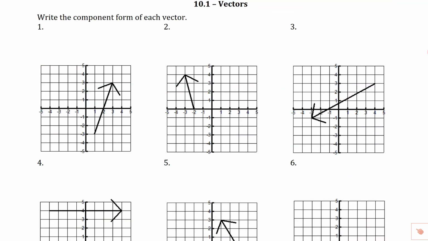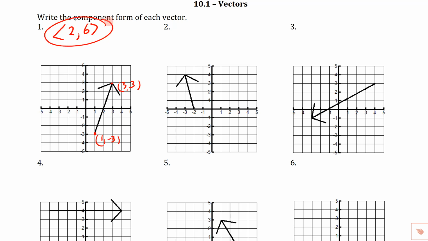Okay, I've got the assignment up here, and it says write the component form of each vector. Now, there are a couple different ways that we can do this. I'm going to go ahead and do the tip minus tail method to start off with. So here is the tail right here. It's at 1, -3, and the tip is at 3, 3. So if I do tip minus tail, I'm going to end up with 3 minus 1, so that's going to be a 2. Let's see, this would be 3 minus -3, so this would be 6.